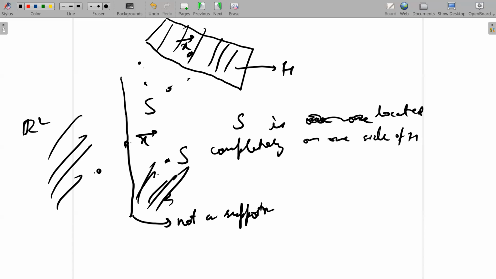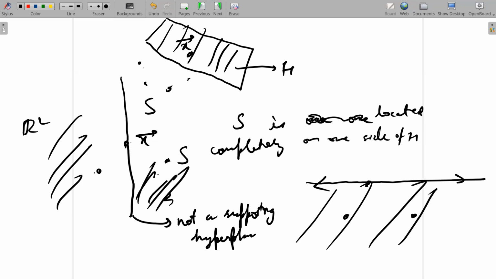So in that same example, what is a supporting hyperplane? I'll take these 3 points, that is my S. If I take this line, then every point in S is on one side of this line. So this is actually an example of a supporting hyperplane of S. Just imagine the same happening in higher dimension.